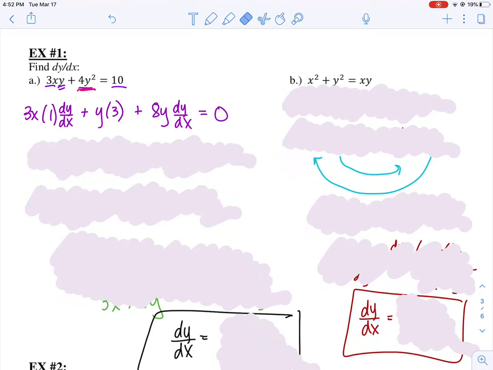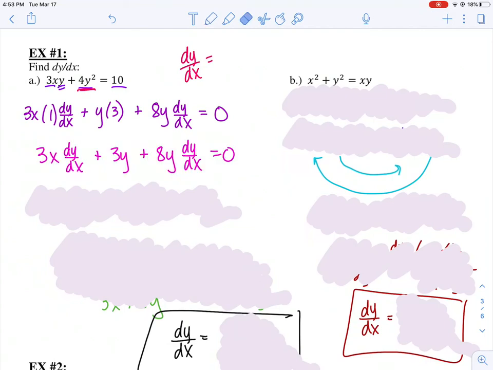All right, now this problem is a little bit different than the ones we started with in the last video because there was no equal sign. On these problems, I actually want you to tell me what dy over dx is equal to. That means I need you to get all the dy dx's to one side, everything else without a dy dx to the other side, and I want your equation to say dy over dx equals. Okay, so in this next step, what I did is I just simplified each term, making it look a little bit nicer. So I have a 3x dy dx plus 3y plus 8y dy over dx equals 0.